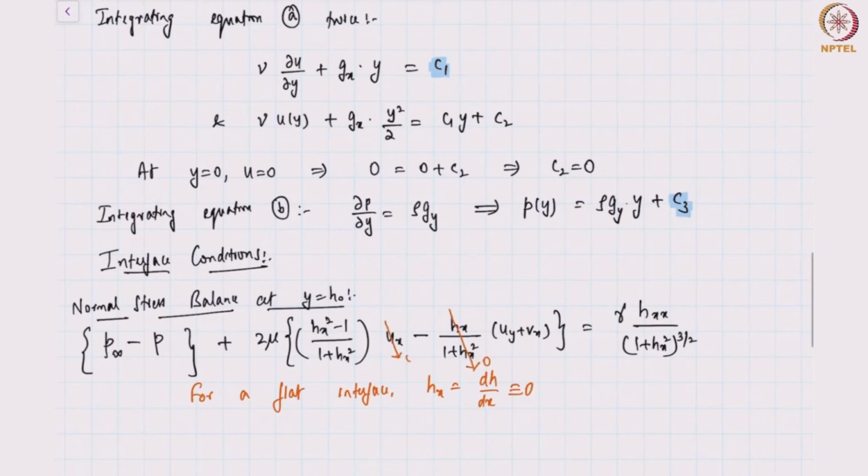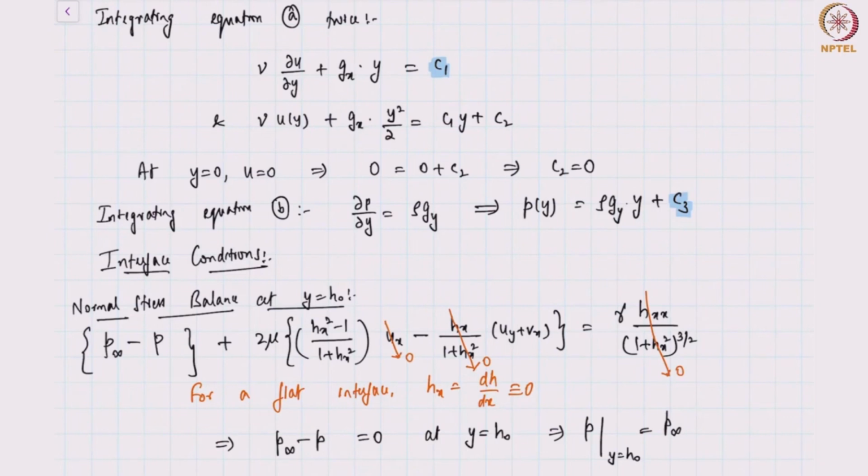UX fully developed, therefore this term drops out, curvature term drops out, right? So basically all the terms except pressure drop out, and this immediately means P infinity minus P is equal to 0 at y equals h naught. Remember, the interface conditions are at the interface, which is at a distance of y equals h naught, and therefore it means at the interface P at y equals h naught is P infinity.